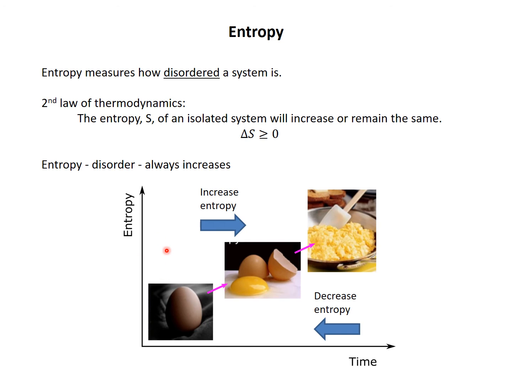But when you crack the egg, the egg white and yolk come out of the eggshell, it becomes messier, so delta S becomes positive. And when you cook the egg, you scramble the egg white and the yolk, it becomes even more disordered. Therefore, you have a larger value for delta S. So a simple observation is that you can always increase the entropy in the system, but can you revert the process by putting the egg white and the yolk back into the shell? It is very difficult, if not impossible.